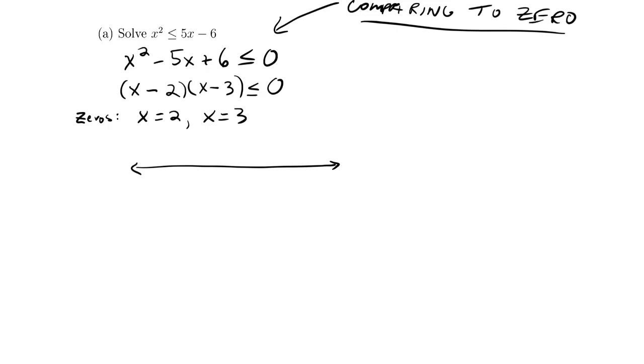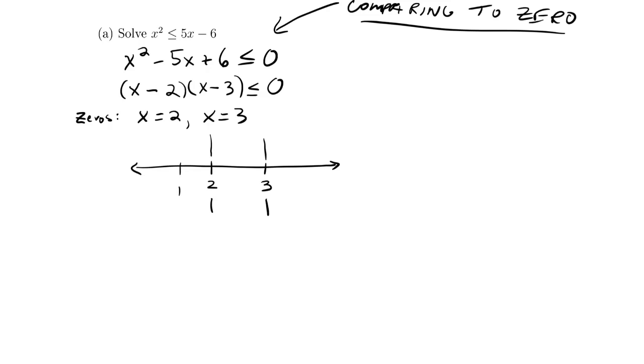All right, so I'm going to make sure to put 2 and 3 on my number line, and I'm going to break the whole number line at those two places. Okay, because I know that this left-hand side is 0 at those two places.